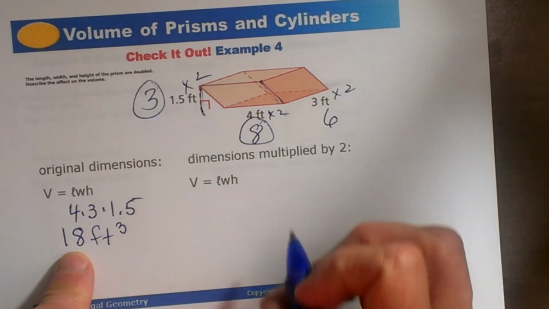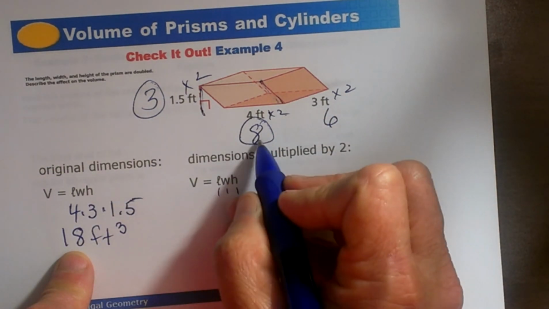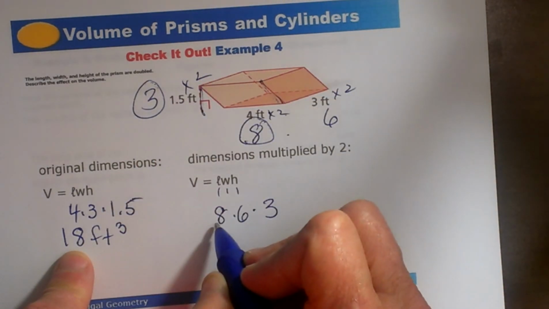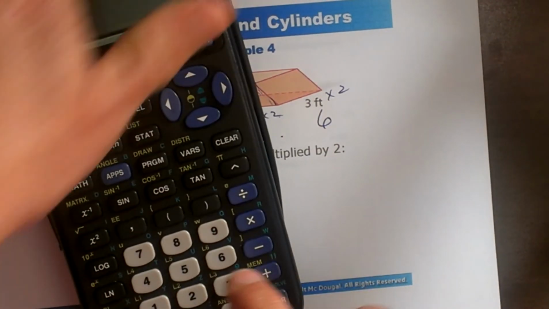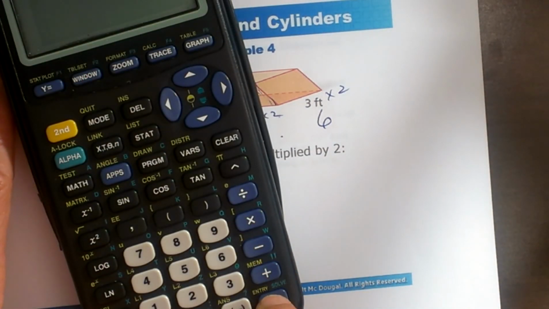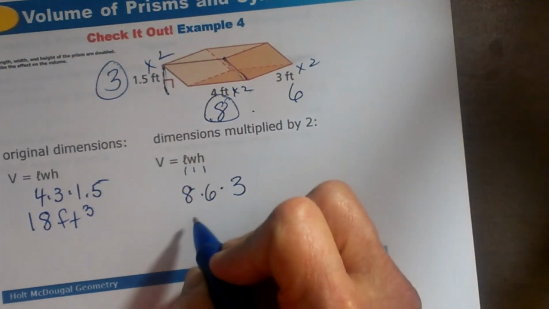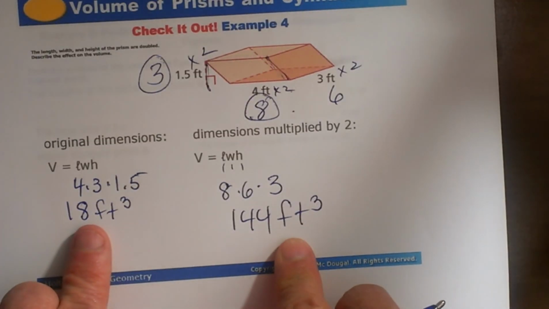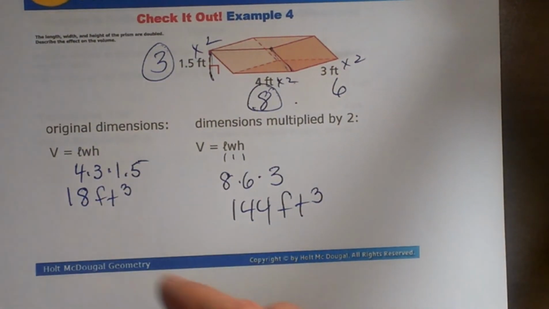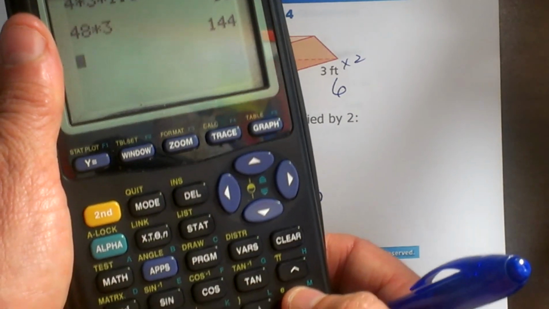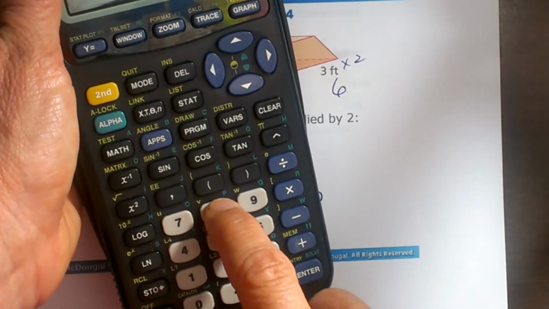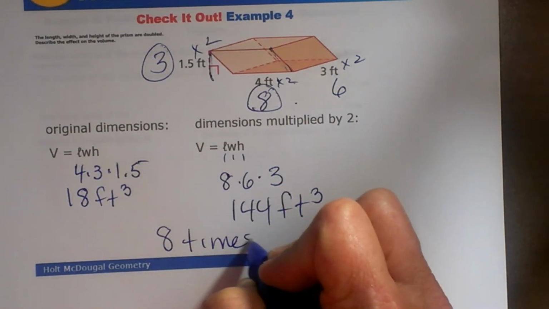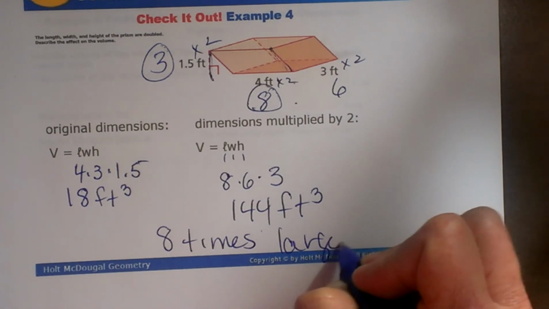Well, let's just crank it out for a second. Plug into your formula a length times a width, 8 times 6 times your height, which is 3. And that's 48 times 3. Should know that one, 144. Wow, it's a lot bigger, isn't it? It's not twice as big. It's not 4 times as big. How many times bigger is it? Well, 144 divided by 18, it's 8 times larger. So it's 8 times larger. Why would it be 8 times larger and not doubled?